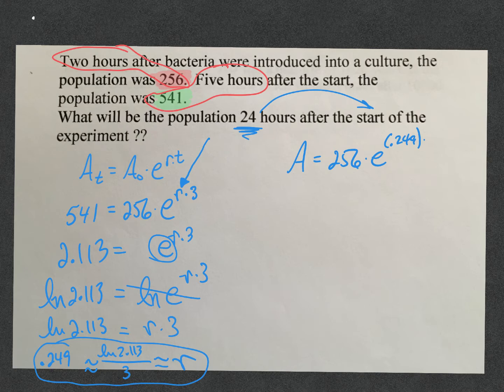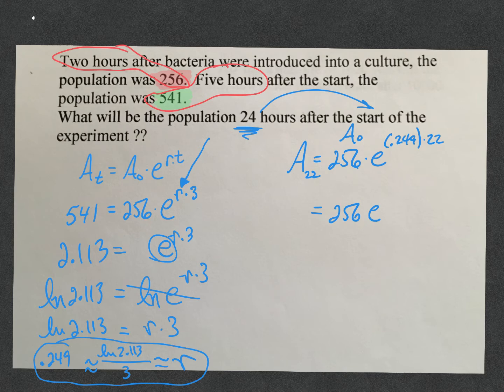Remember, a sub 0, we're using 256. When did that count occur? That 256 count occurred at the 2-hour mark. So from the 2-hour mark to the 24-hour mark is a total of 22 hours. So the time that we have to allow to elapse then is 22. Real easy to put in 24, you just got to be careful of when the initial count was done. And then after that, it just becomes a calculator problem.